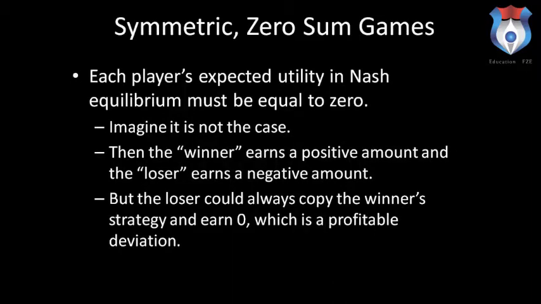Two-person zero-sum games. Each player's expected utility in Nash equilibrium must be equal to 0. Imagine it is not the case, then the winner earns a positive amount and the loser earns a negative amount. But the loser could always copy the winner's strategy and earn 0, which is a profitable deviation.